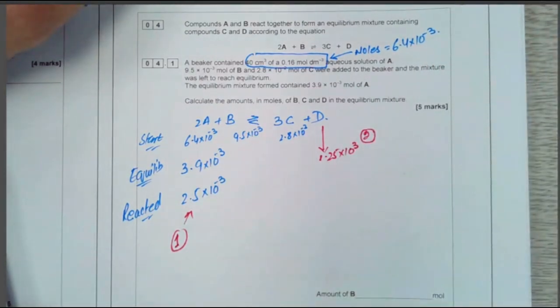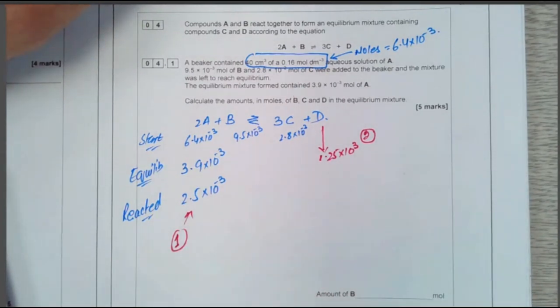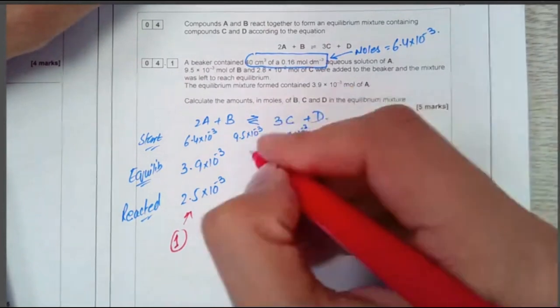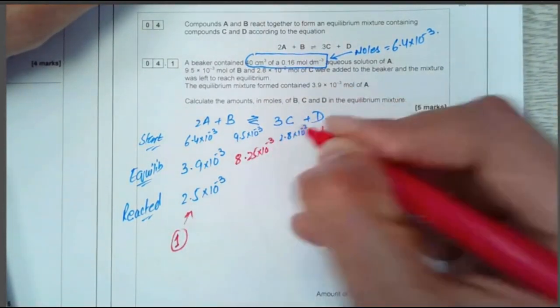Okay, right. So then for C, would you do a third of it? A third of A then? Or I will put that in 1 minute. Okay. 9.5 take away 1.25. That leaves me with 8.25 times 10 to the power of minus 3.